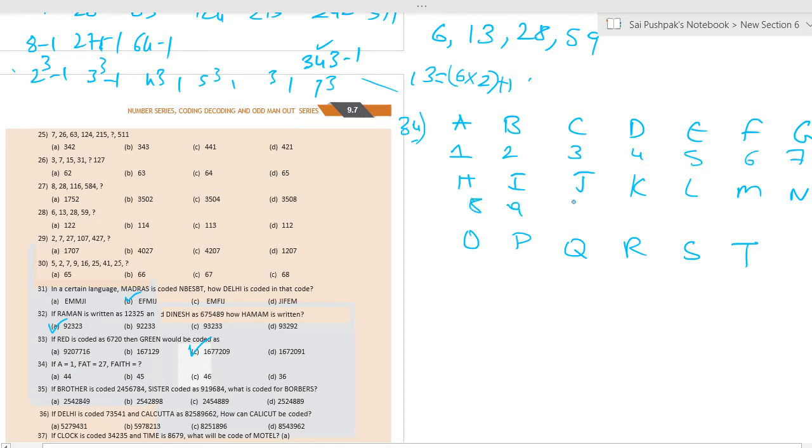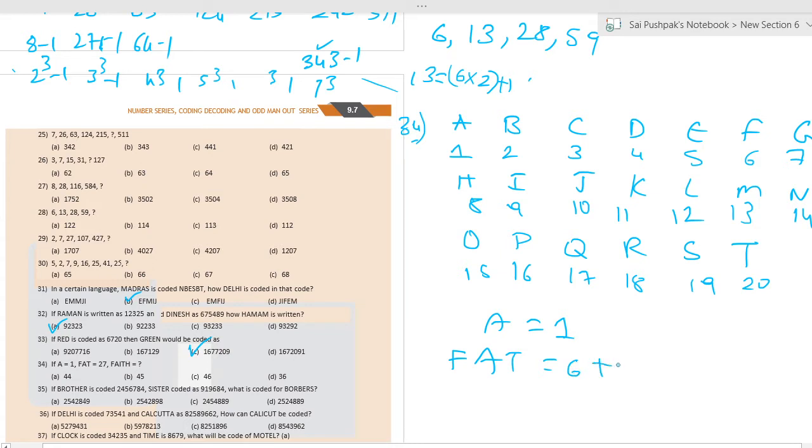8, 20. So if A is equal to 1, what will be the FAT? F is nothing but 6, A is nothing but 1, and T will be 20. So it is nothing but 27.